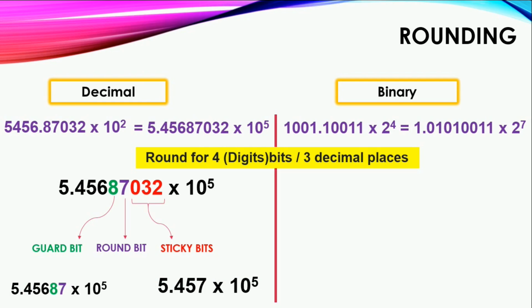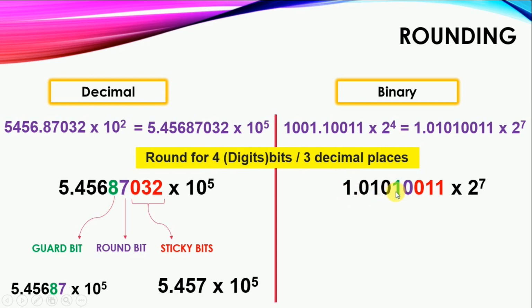In the case of binary also, we can perform rounding only after finding the normalized version of the given number. Here the normalized number is 1 point these particular terms times 2 to the power 7. According to the question, we have to perform rounding for 4 bits. Actually, the number of bits to be retained is 4 bits, or 3 bits after the binary point. Actually, 1.010 is to be retained.